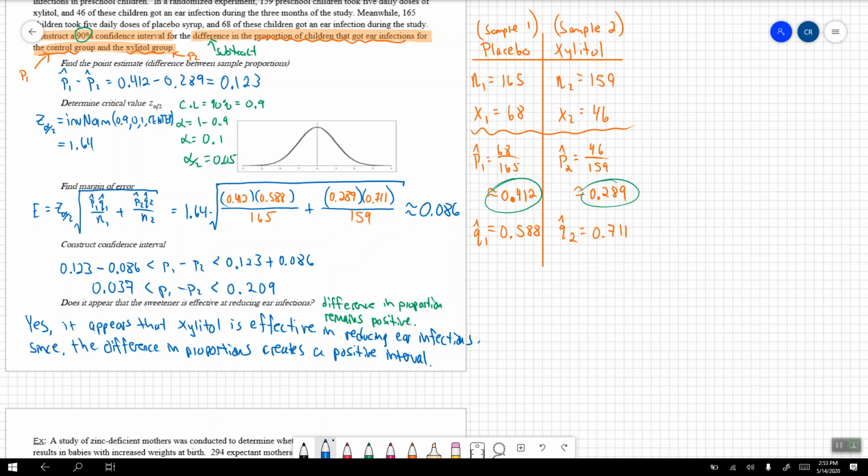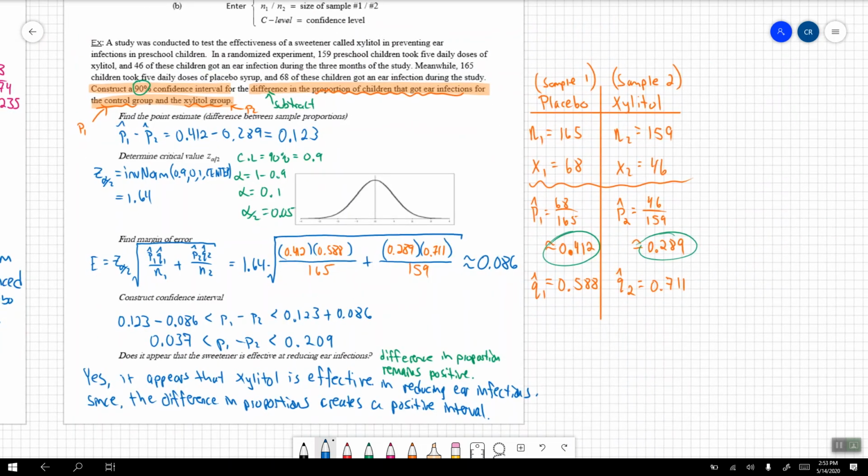So how is this going to look on an exam? On an exam, I will give you a question like this, and the question is going to be broken down with each individual piece. It's going to say, can you find the point estimate first? Next, can you determine the critical value? Next, can you find the margin of error? Exactly as you see this question and its breakdown is how you're going to see it on your next exam.